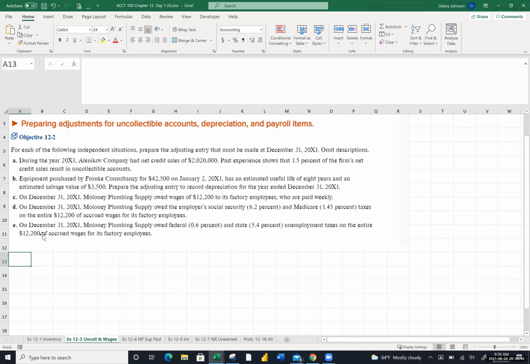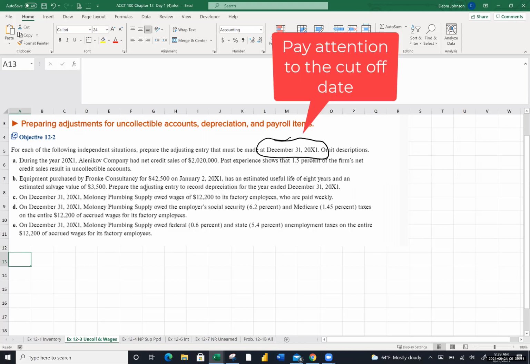Okay, let's read through here. Letter A says during 2001, first of all, always make sure you know what the cutoff date is, what the last day of the fiscal year is. So for this one, they have a regular calendar year. It's 12/31. Okay, not all companies have that, so you'll want to make sure you read really carefully. I think a worksheet we're doing later may have a different fiscal date.